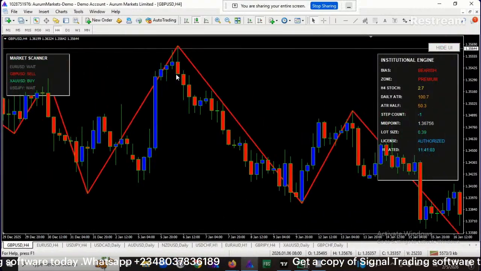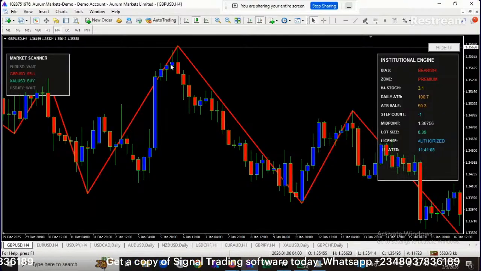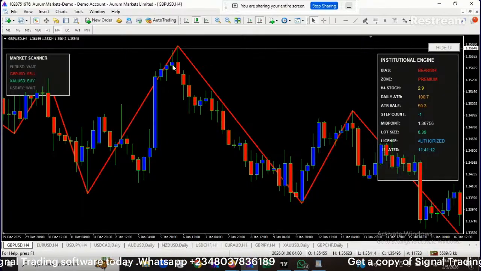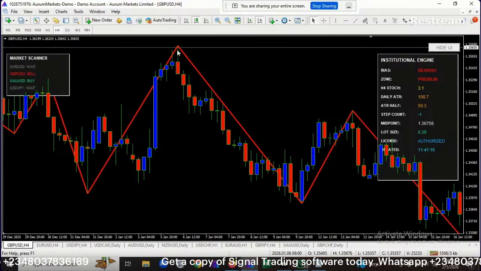Okay, this one is bearish. So you can see what we have here. Before this bearish shooting star, we had a bullish shooting star. Now, after the formation of the bullish shooting star, I advise you wait for the next candle. So it is after the close of this bearish shooting star that you will sell.